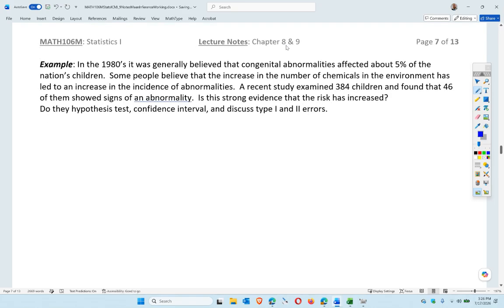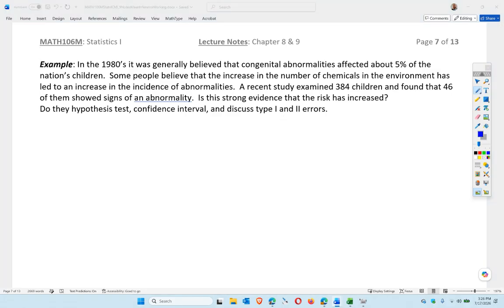Okay, let's do an example. In the 1980s, it was generally believed that congenital abnormalities affected about 5% of the nation's children. If people believe that the increase in the number of chemicals in the environment has led to an increased incidence of abnormalities, right? So we added plastic and a whole bunch of other stuff to the environment. So we'll do a hypothesis test first. A recent study examined 384 children and found that 46 of them showed signs of an abnormality. Is this strong enough evidence that the risk is increased? Do the hypothesis test, confidence intervals, and discuss type 1 and type 2 errors.